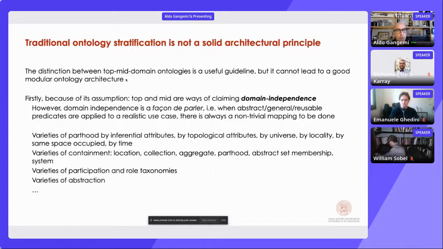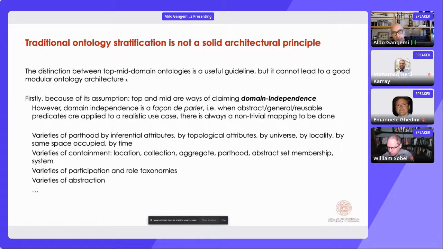abstract, general, reusable predicates, and you apply them to a realistic use case, there is always some non-trivial mapping to be done. Consider that sometimes you want to organize parthood by inferential attributes of parthood, going into the detail of the axiomatization, or by topological attributes, for example, how its parts connect, or by the universe involved, so what in your domain specifically you are talking about, or by the locality or the same space occupied by time, etc. And the same with other important distinctions that are about containment or participation or abstraction, etc.